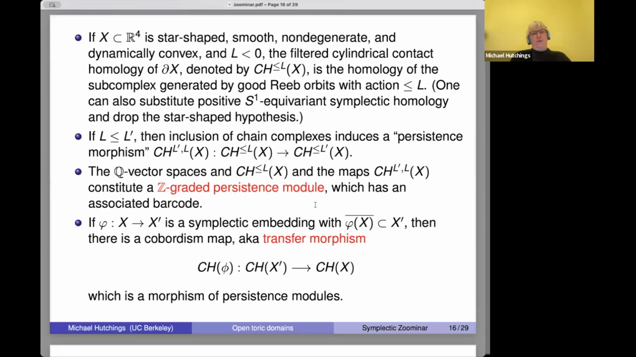And then the further structure we have is that if I have a symplectic embedding of X into X prime, and let's assume that the closure of the image is contained in the open set X prime, then there's a cobordism map, otherwise known as a transfer morphism, from CH of the bigger domain to CH of the domain that's embedding into it. And it's a morphism of persistence modules, which means it maps the CH less than or equal to L to the CH less than or equal to L, and it respects these persistence morphisms. So that's the structure we've got.